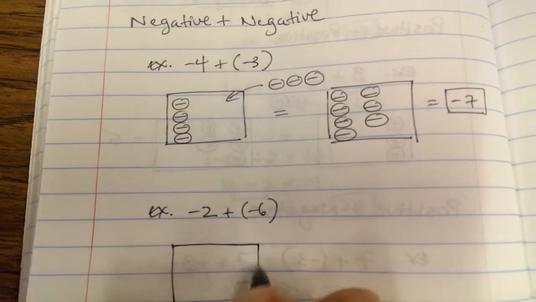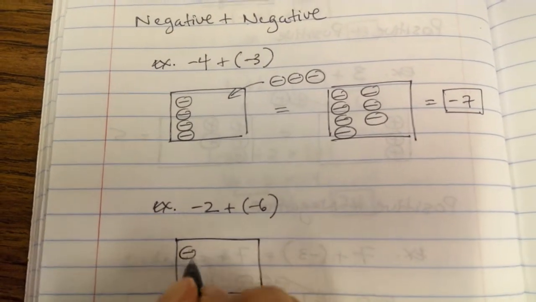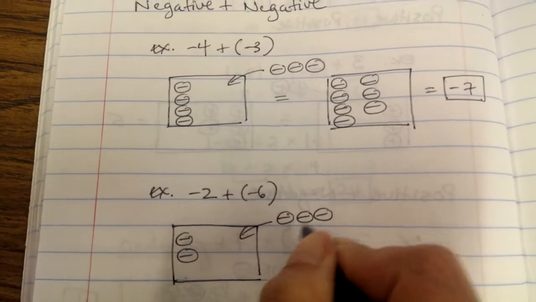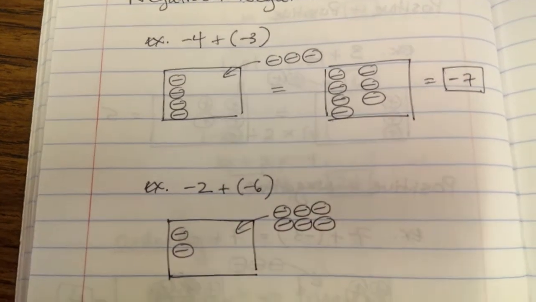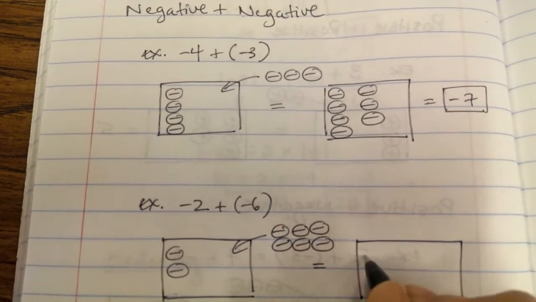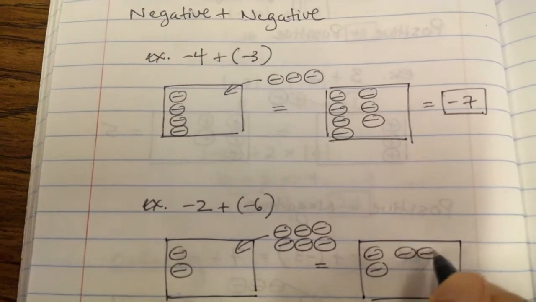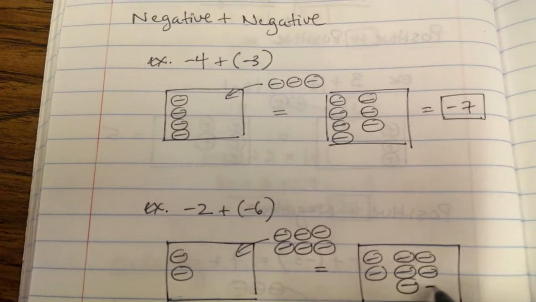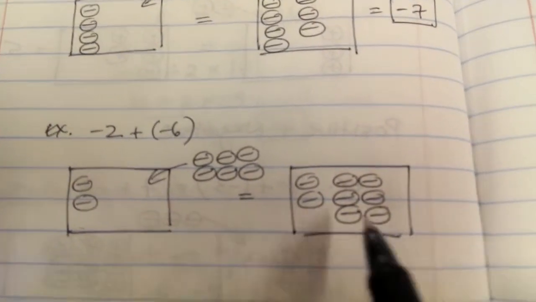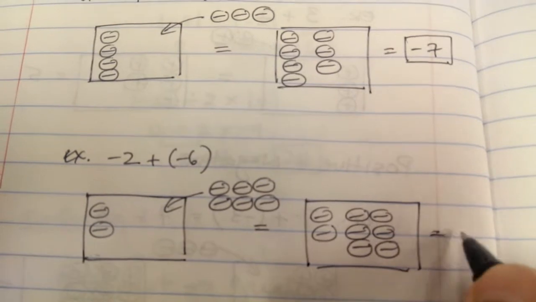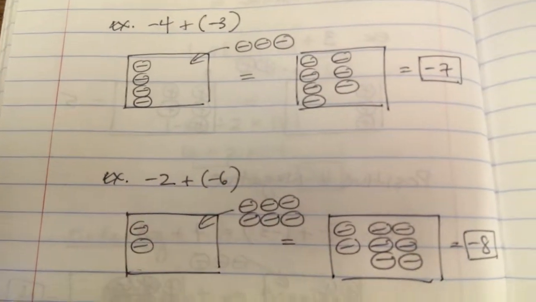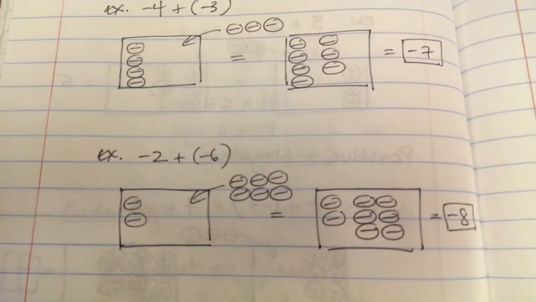The picture, we would have 2 negatives and then we are adding in 6 more negatives. So then when we are done, our picture looks like this. Nothing to cancel out because there's no positives to cancel out with negatives. So what you have in your box is 8 negatives. So your answer for -2 plus -6 equals -8.